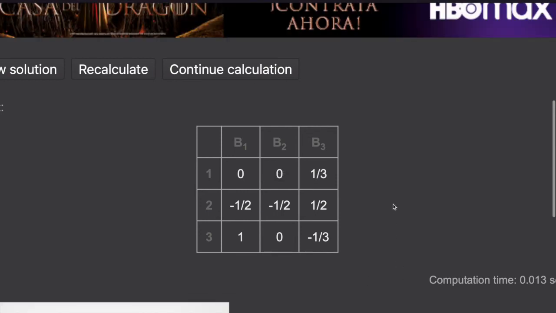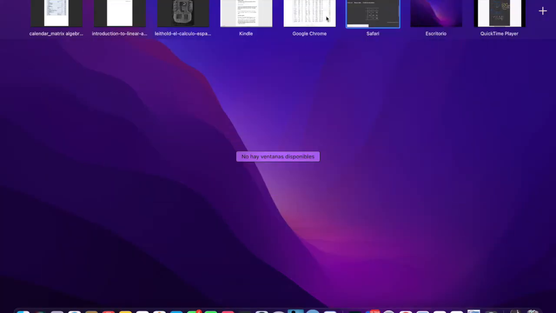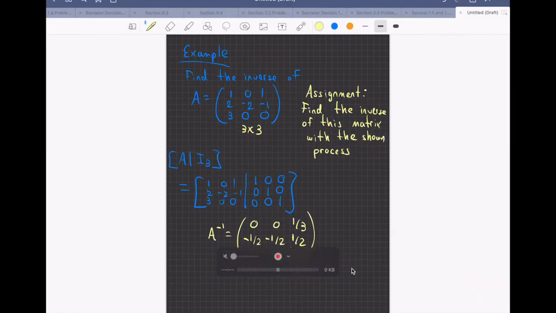So if you want to use another web page, no problem. But notice this is very simple, right, to compute the inverse. So going back to here, there you have the inverse.